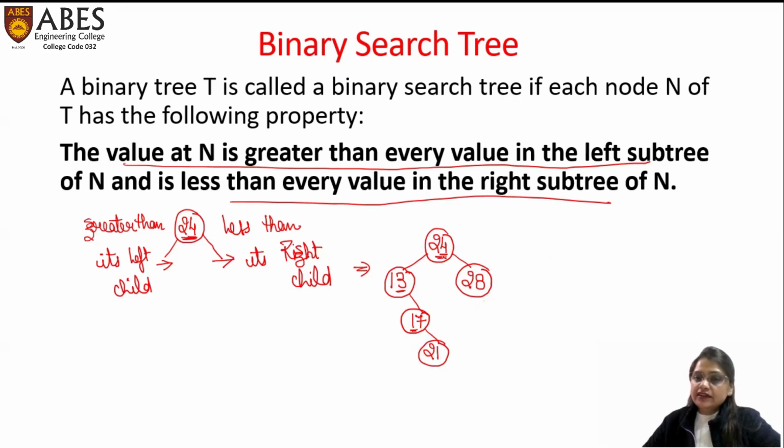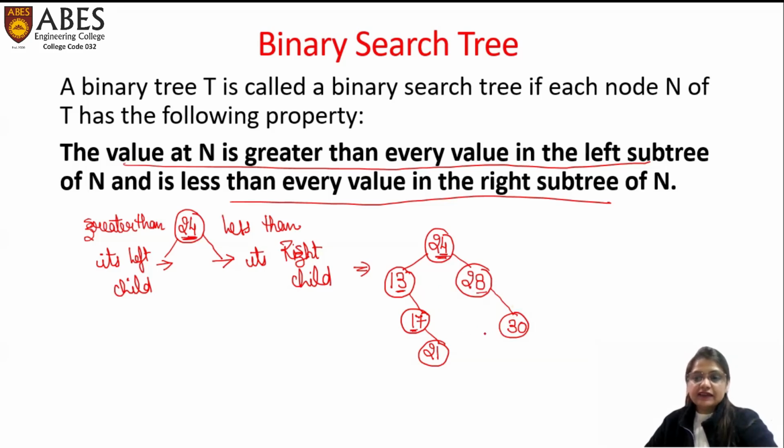Let us assume the next data item is 30. Then we have to repeat this procedure. It will be compared with this value. 30 is greater, so we will move towards the right end. Then 30 is greater than 28, so it will again move to the right child. Then 30 will be placed here. And repeatedly, until all the data items are traversed, we need to do the insertion in this way.